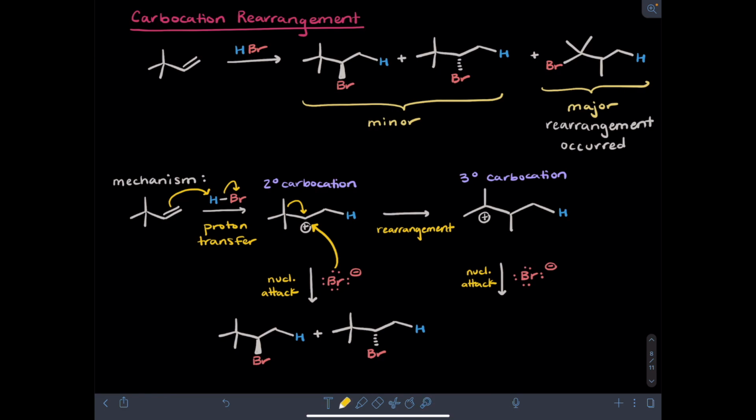The other possibility is, what if the bromide attacked the tertiary carbocation instead? This would form a different constitutional isomer of product. This product is achiral, so we don't have to worry about drawing stereochemistry. This product, which is the result of carbocation rearrangement, happens to be the major product of this reaction.